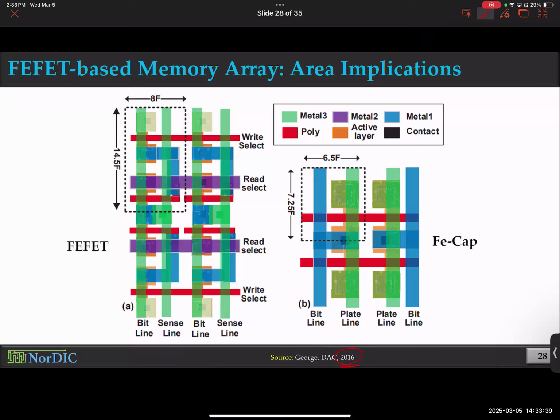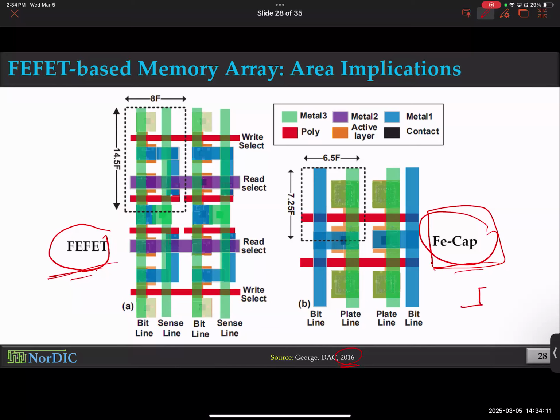So this is an FFET array, and they're comparing it with an FE cap array. Why? Ferroelectric capacitor-based memory was proposed decades ago, you know that? Basically a decade earlier than FFET. FFET-based memory is a recent development, where instead of using the capacitor and using the destructive read, we are basically using the transistor's channel to read out. And doing so, you need two transistors instead of one. FE cap required just a transistor and a ferroelectric capacitor. So it was 1T, 1C.